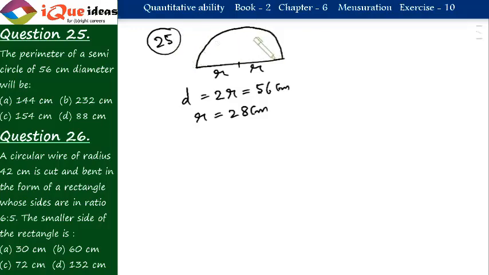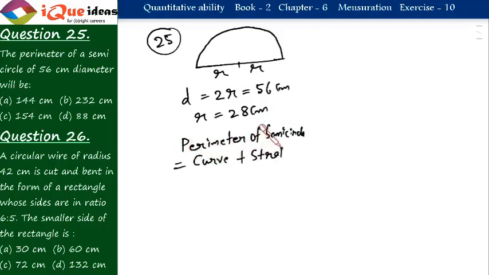The perimeter of semicircle is equal to the curved part plus the straight part. Now the curved part of semicircle would be half of the circle circumference. Circle circumference is 2 pi r. For the whole circle it is 2 pi r, for semicircle it will be just pi r. Plus straight would be 2r.